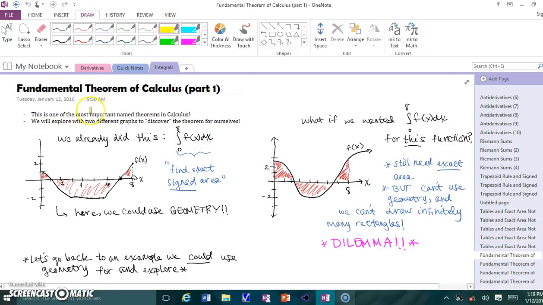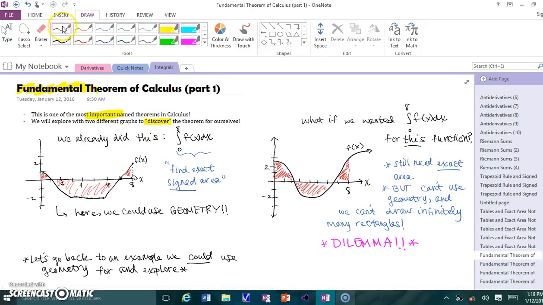Again, the fundamental theorem of calculus is one of the most important named theorems in calculus. That's why they call it the fundamental one. We're going to explore 2 different graphs because we're going to try and discover the theorem for ourselves. I'm not just going to tell it to you and have you memorize it. I want you to see how it comes about. So why don't you pause the video right now and draw this just so you can see why we even need this fundamental theorem of calculus.